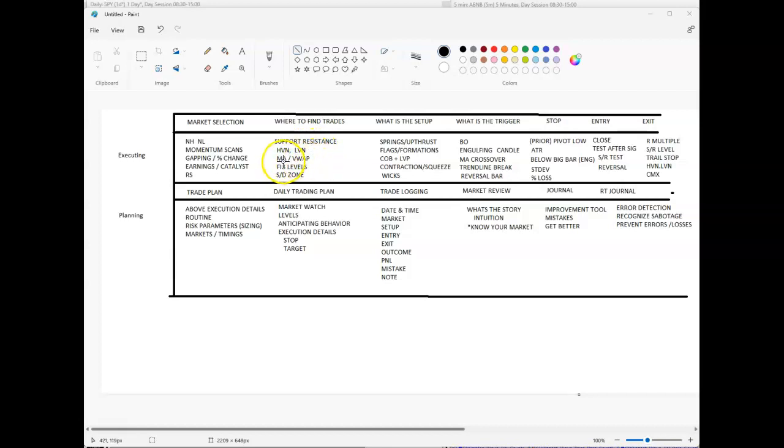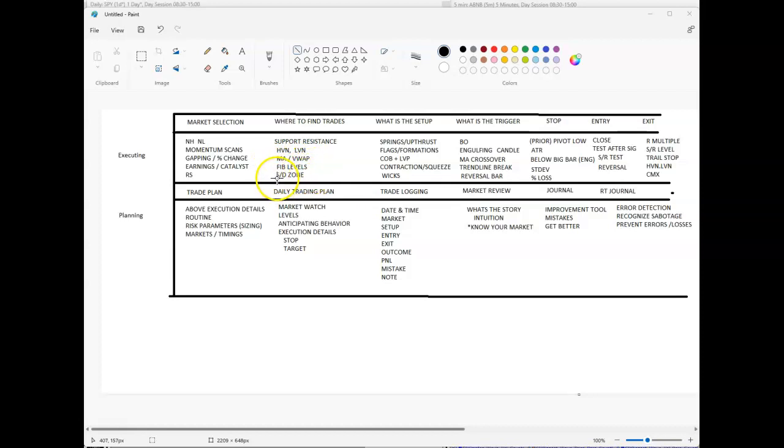Others will use some type of moving average to find where to find trades. They will use a moving average and try to look for a reversion to the mean, or they'll use VWAP. Finally, the fib traders will always use fib levels, like usually that 68% level. They're almost crazy about it, but they're big on these fib levels.